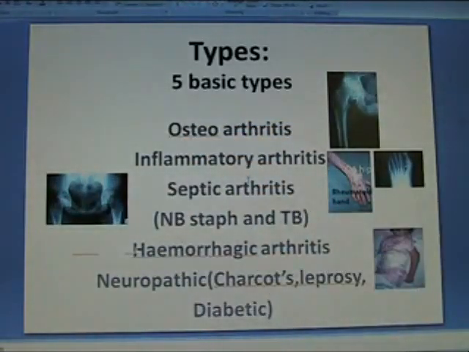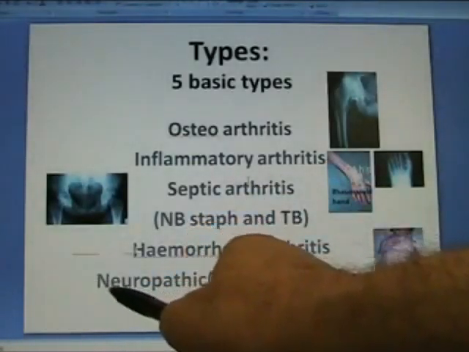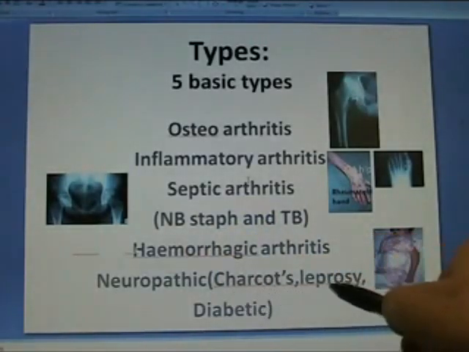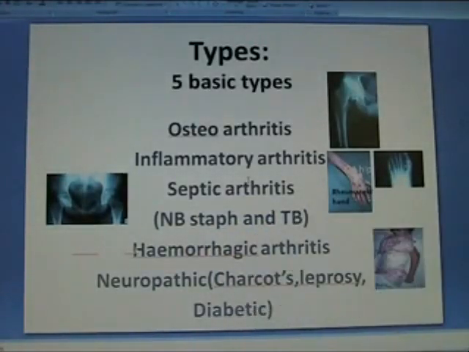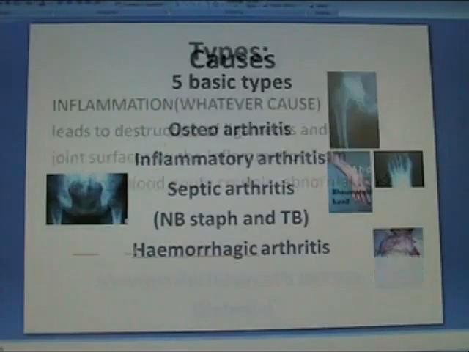Hemorrhagic arthritis: bleeding in and around a joint. Bleeding disorders, haemophiliac, destruction from the inflammatory process. Neuropathic joint, also called Charcot's, seen in leprosy and more commonly in diabetes. There's a problem with the sensation from a joint, usually the foot, and abnormal loads placed across the joint leading to early and gross destruction.